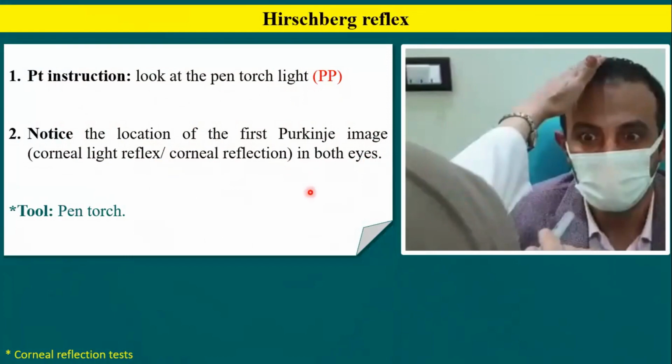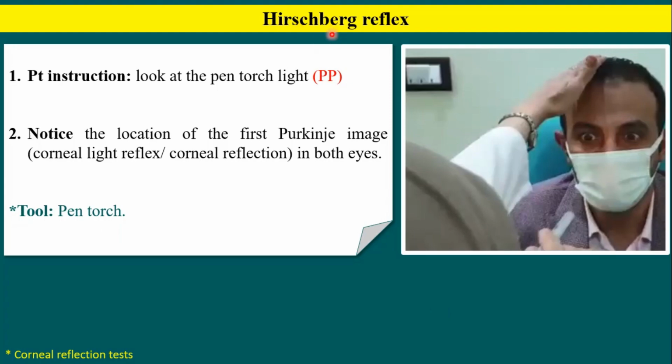What are the requirements here? Only one tool, which is a pen torch, and it should be a working pen torch. Some advice is to have two pen torches in your exam, because one might not be working. Usually we need two pen torches in the exam, or maybe you can lend one of them to another candidate.